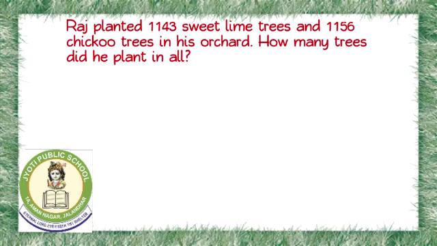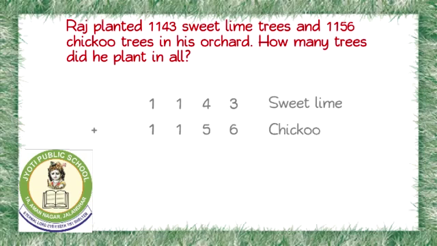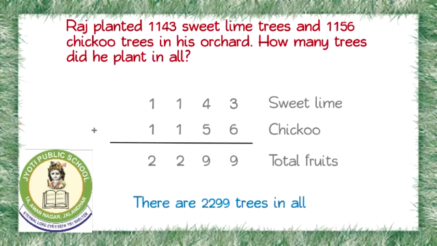We have to find the total trees, which we can get by adding the sweet lime trees and the chiku trees. So, we add the sweet lime and chiku up, we get the total number of trees. There are 2299 trees in all.